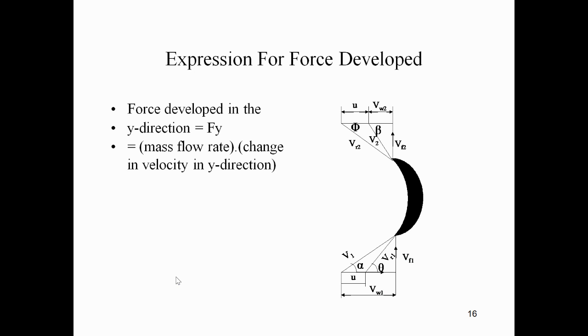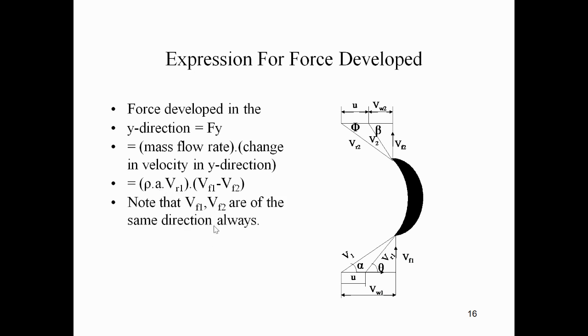Mass flow rate into change in velocity in y direction. So here we will get rho A Vr1 into (Vf1 minus Vf2). This is the change in velocities in y direction, and this will be the mass flow rate. Note that Vf1 and Vf2 are of the same direction always.